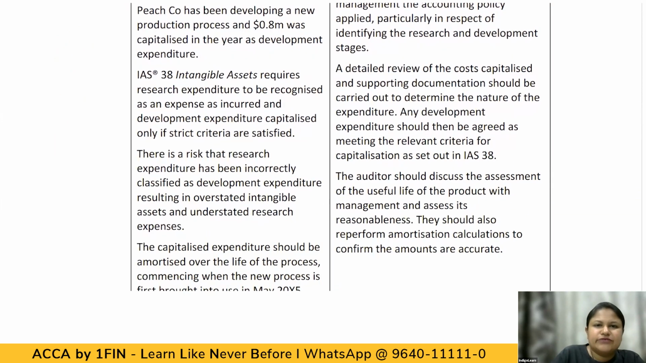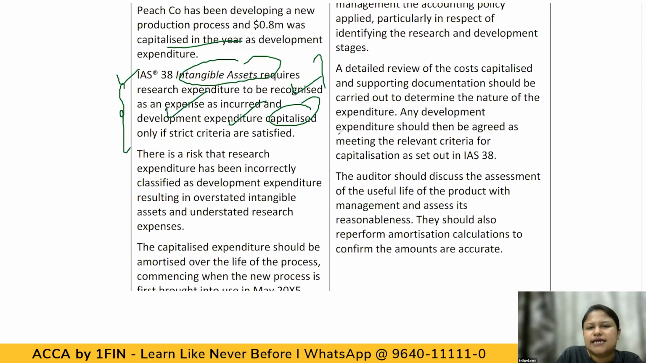Then development cost, as we picked up correctly, is talking about the intangible asset. For intangibles, you have IAS 38, which gives very strict criteria for when you have to recognize an intangible asset. If it is only research based, then you have to directly expense it. If it is development, then only you can capitalize it. So you know it. The company has developed a new production process and $0.8 million was capitalized. So you have to understand whether it is meeting the criteria of IAS 38 or not.